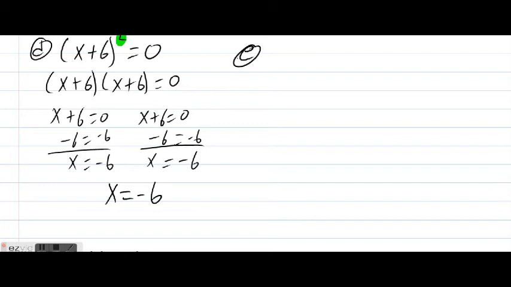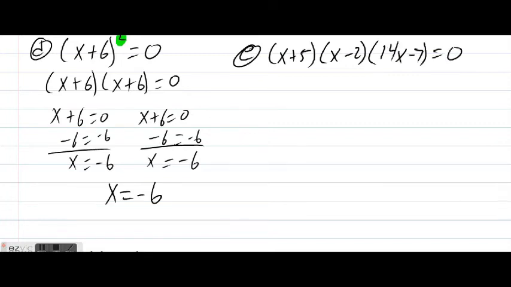Now let me challenge you. See what you can do with this one. x plus 5 times x minus 2 times 14x minus 7 equals 0. Alright, what do we do? Hit pause, try it.